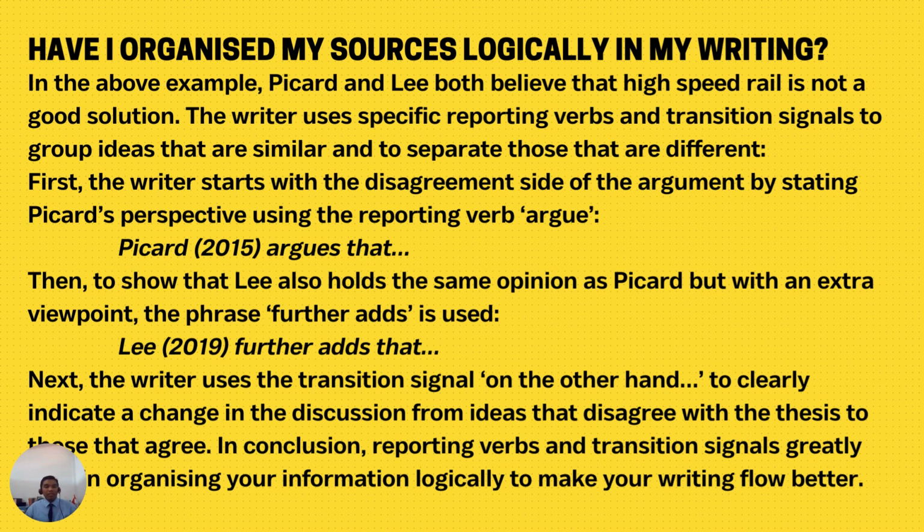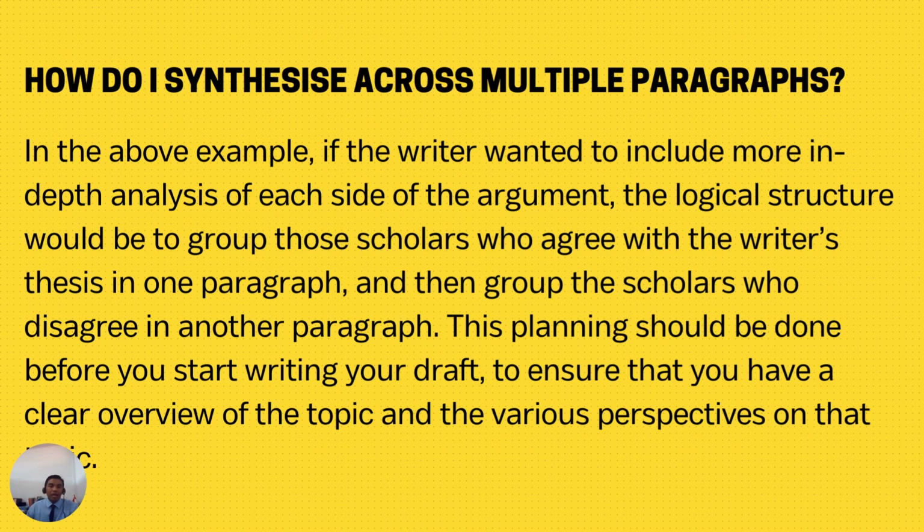Then in the middle of the paragraph, the writer uses the transition signal on the other hand, which means that he or she has different ideas against the previous ideas. In a single paragraph, we can usually put agreeing ideas in the beginning and then put the transition signal to show contrast and then put the disagreeing in the end. Or when we have multiple paragraphs, we can put the agreeing ideas in a single paragraph and then the disagreeing ones into a different paragraph.